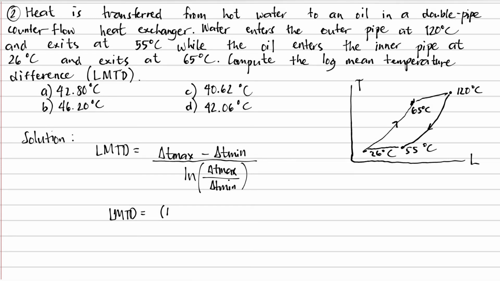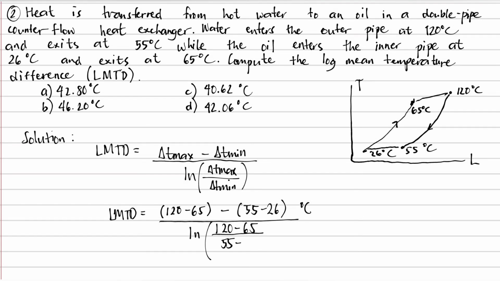So, mas mataas na change. So, 120 minus 65, tapos may minus sign ka pa, and then yung change nung isa naman. So, 55 minus 26. Lahat yan naka-degree Celsius. Okay? And then, ln ng delta T max, which is 120 minus 65 over yung delta T min natin, 55 minus 26. So, tanggal na yung degree Celsius kasi ratio yung dalawa sa loob. So, magiging final unit mo is naka-degree Celsius.